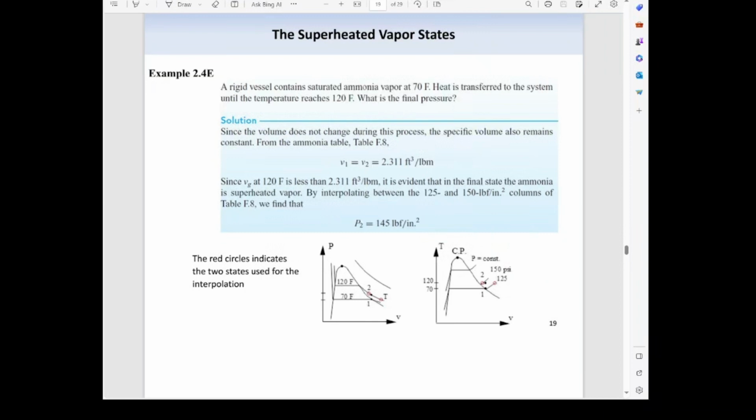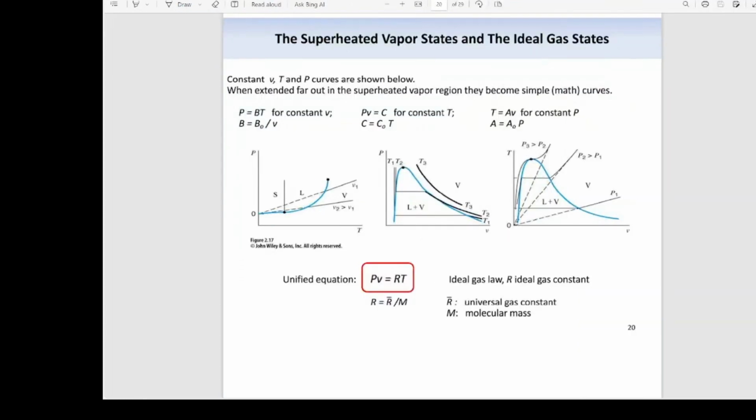We have another problem with superheated vapor states, and this one actually uses USCS units. So it's essentially the same process as previously, except in this case you're going to use the tables from Appendix F. Okay, so we'll take a look at superheated vapor states in ideal gas states. We can start off with looking at the 2D projections on our 3D surfaces.